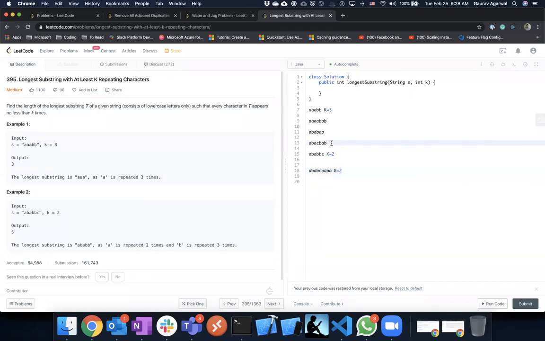Yeah, we would count the character. I'm sorry, I'm driving right now. I cannot see the screen.